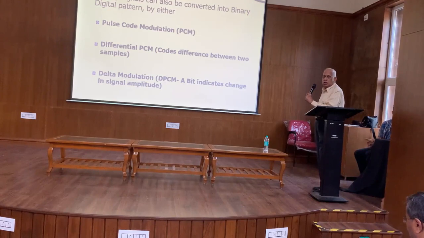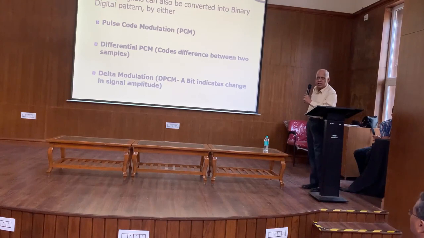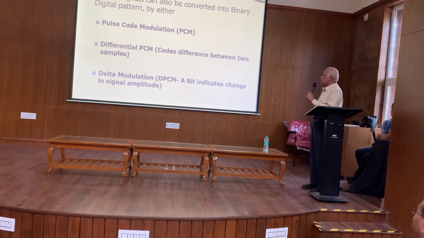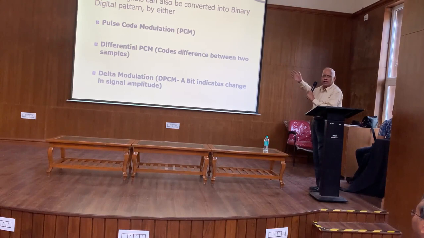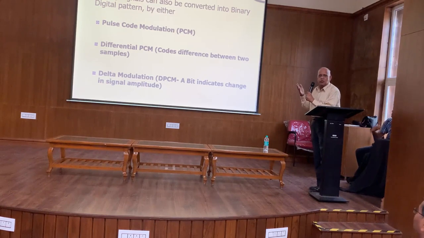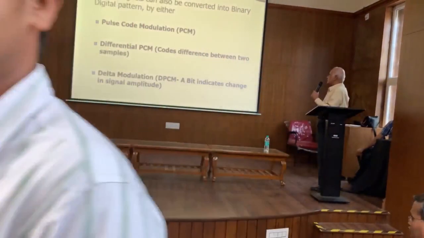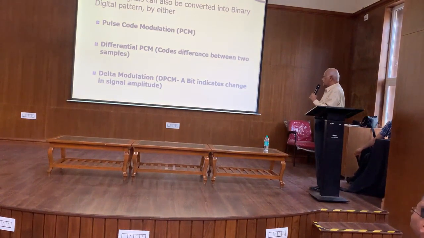Now, that is about the analog signal modulation types. Analog signals can also be converted into binary digital pattern. This is done by methods called pulse code modulation, differential pulse code modulation, and delta modulation. That is, the analog signal is converted into a 0-1 pattern, which is PCM. Whereas differential PCM is a code difference between two samples. If there is a code difference between two samples, only that difference is indicated in differential PCM. Delta modulation is a differential PCM where the bit indicates change in the signal amplitude.